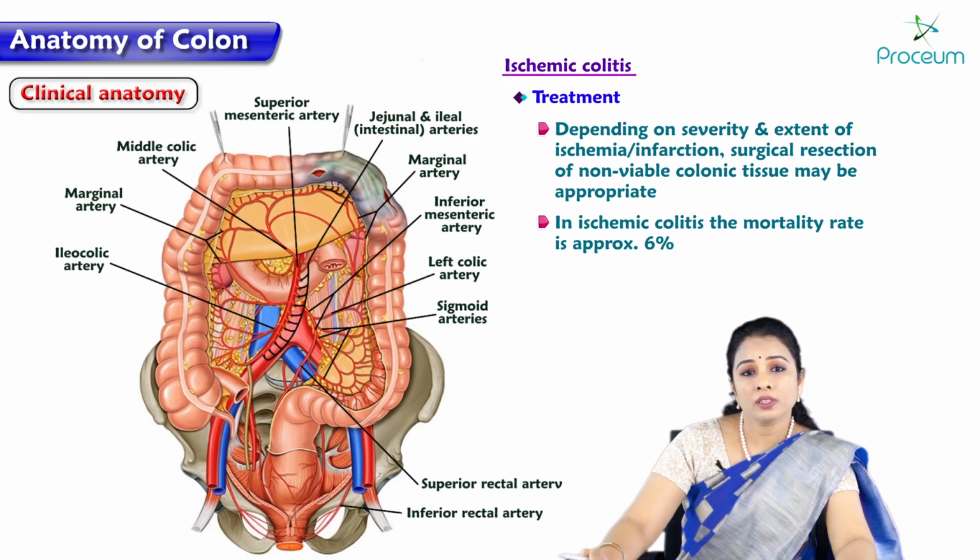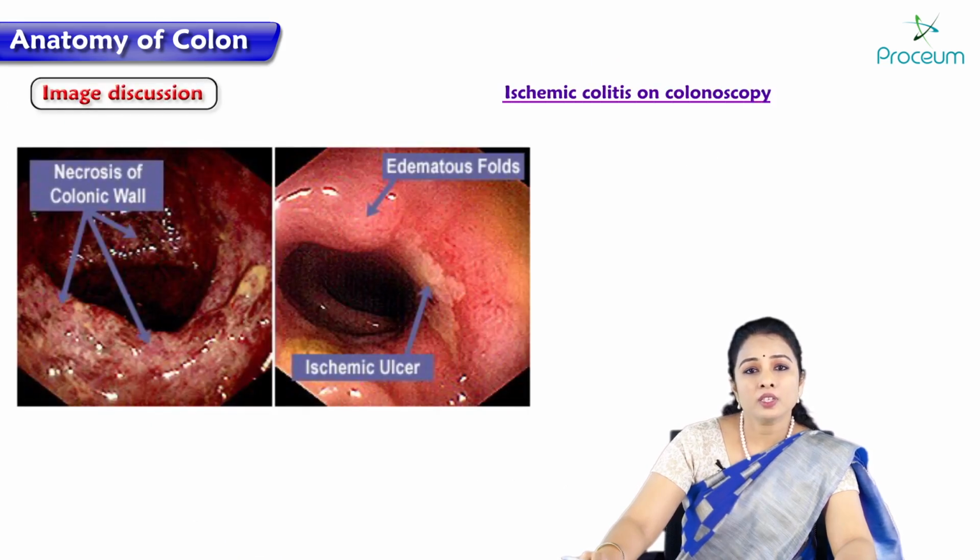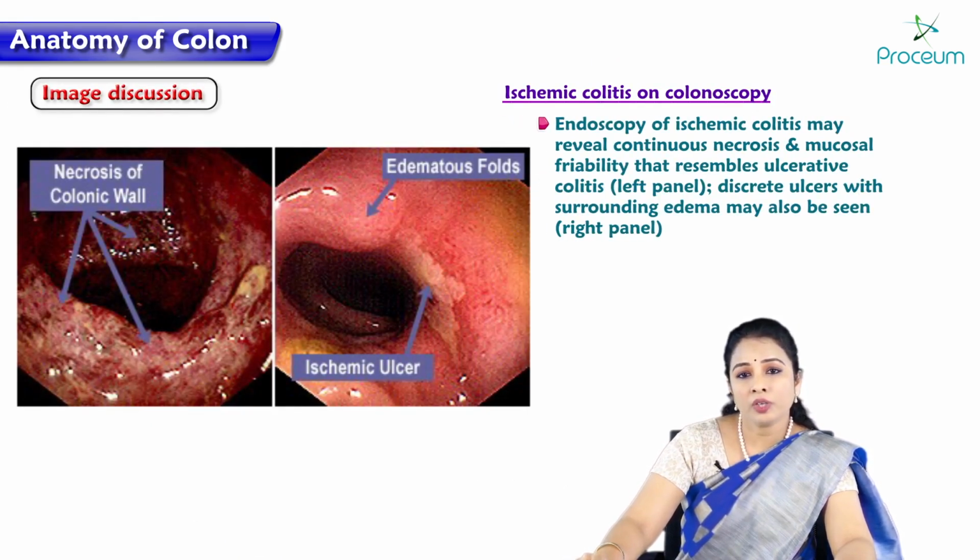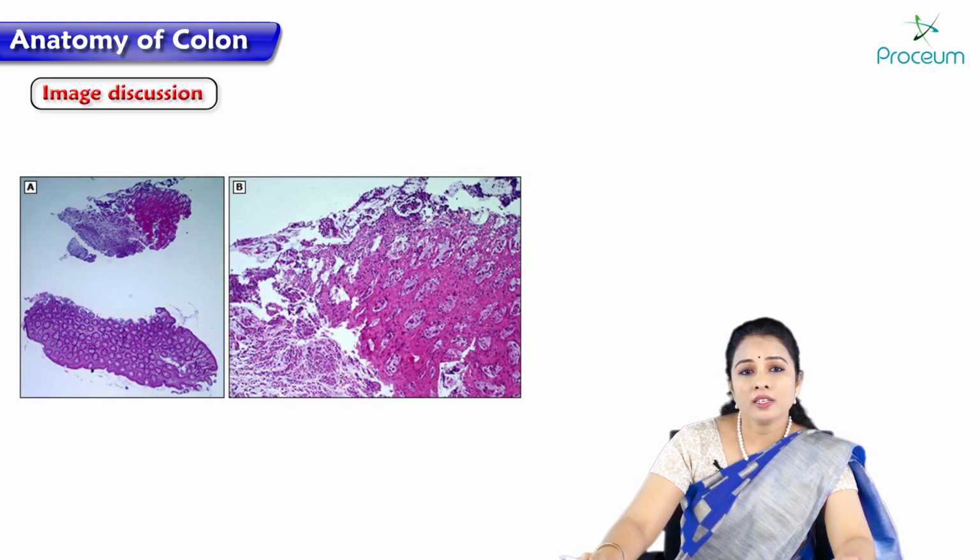So this is quite a deep discussion about ischemic colitis. Here we can see ischemic colitis on colonoscopy, where the endoscopy of ischemic colitis may reveal continuous necrosis in this image and mucosal friability that resembles ulcerative colitis, which is in the left panel, and discrete ulcers with surrounding edema may also be seen in the right panel.